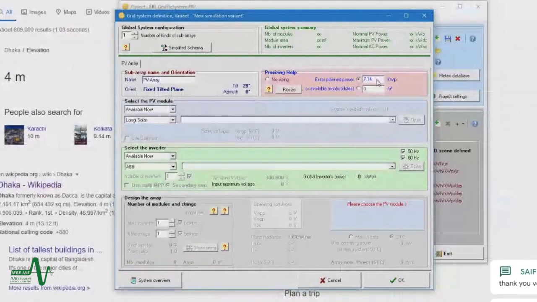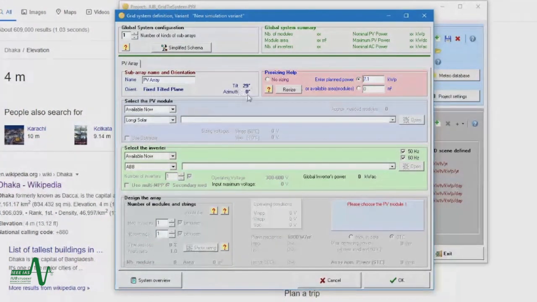1478. Just write it down. 7.2 actually. 7.1. And it's showing that our tilt angle is 29, azimuth is 0. Now we have to choose the PV module.